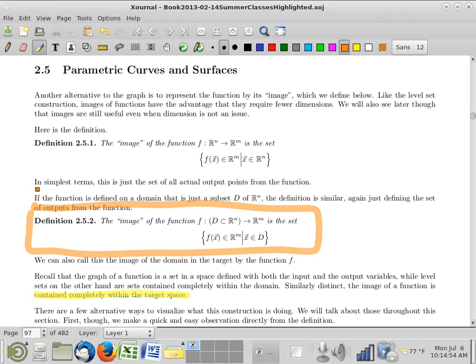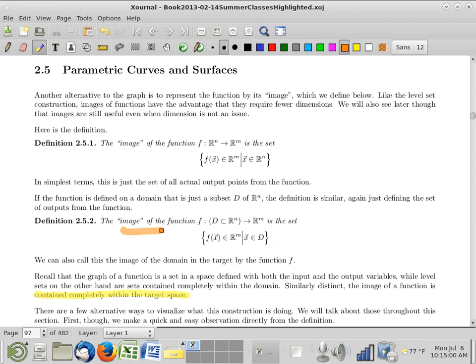Ask, what is the, well, okay. So I'm going to define something called the image of a function. So the image of a function, now here's your function. Notice the function has a domain and it has a target.